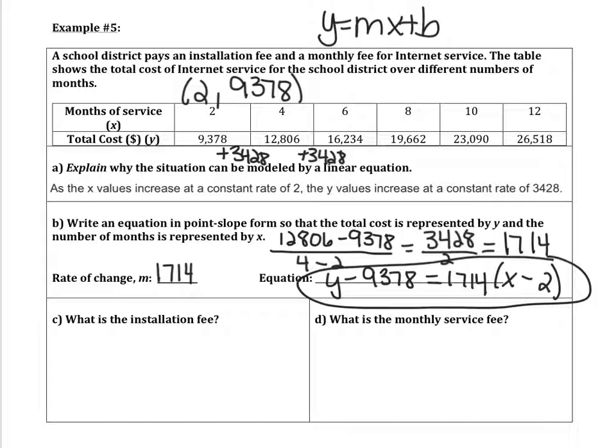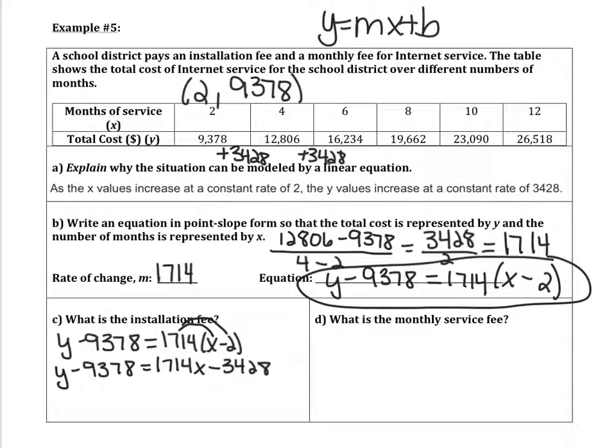So I can go from point-slope form into slope-intercept form just by getting this y by itself. So the first thing I'm going to do is take this equation and distribute, because in slope-intercept form there are no parentheses. I'm going to take this 1,714 and distribute it to the x and the minus 2. By doing so, I ended up with y minus 9,378, just like I started with, equals 1,714x, that's what I got when I distributed to the x, minus 3,428, which is what I got when I took the 1,714 times the negative 2.